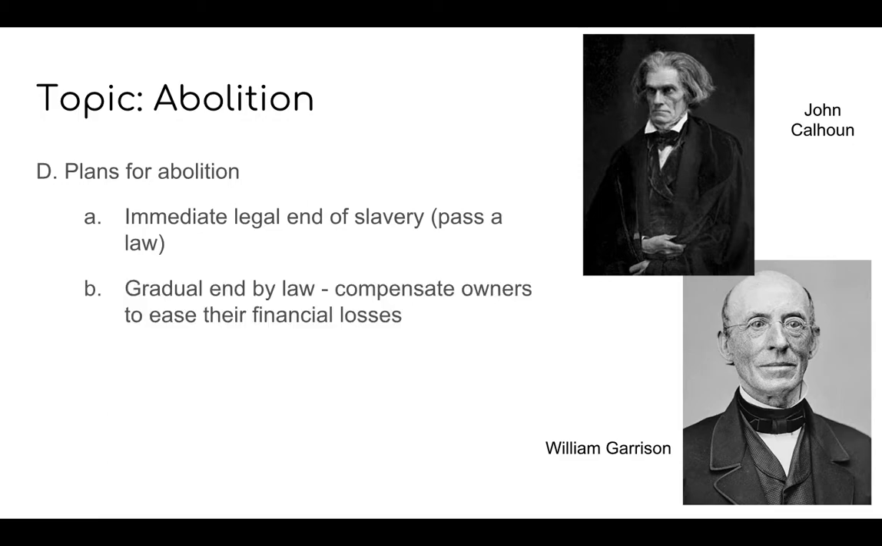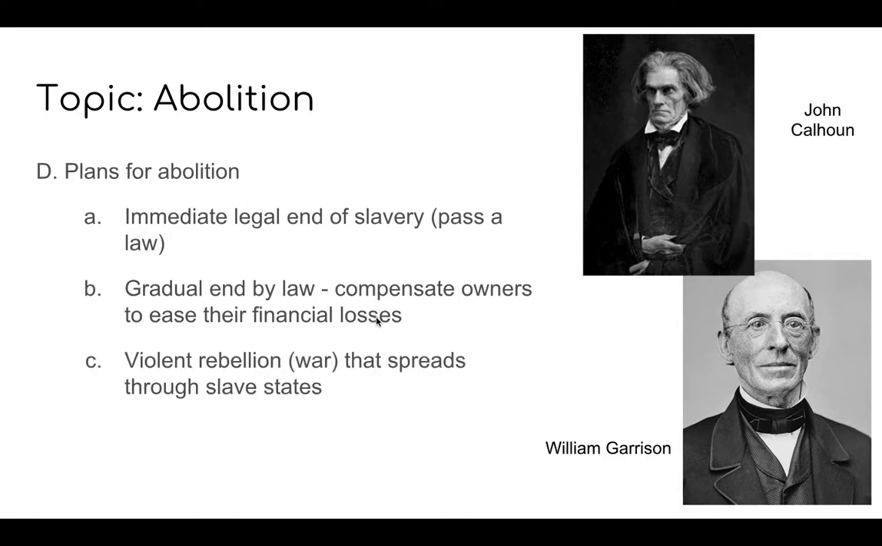Another plan was the gradual end by law. So one little law to another law to another law would compensate owners to ease their financial losses, and also might work to ease the assimilation of the enslaved population into mainstream America. And the lowercase c is violent rebellion or war that would spread throughout all the states that endorse slavery, as well as maybe impact states that do not practice slavery. And this, of course, is what happens with the Civil War.